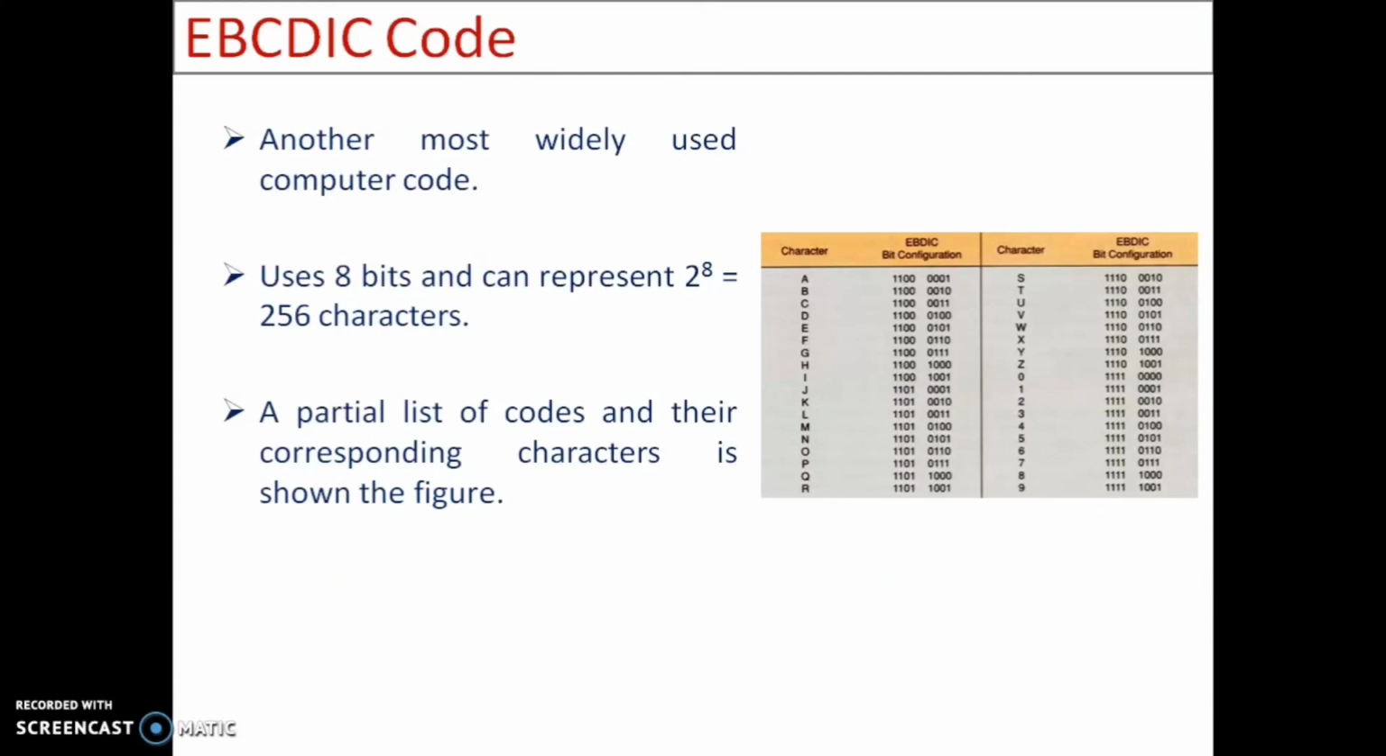Another widely used code is EBCDIC. Here the number of bits used is 8, so 256 characters can be represented. Not only the alphabets, that is capital and small letters, and 28 plus special characters, but in addition to that, non-printable characters like printer vertical spacing, control characters, cursor movements, etc. In this chart, you can see the character representation of EBCDIC codes.